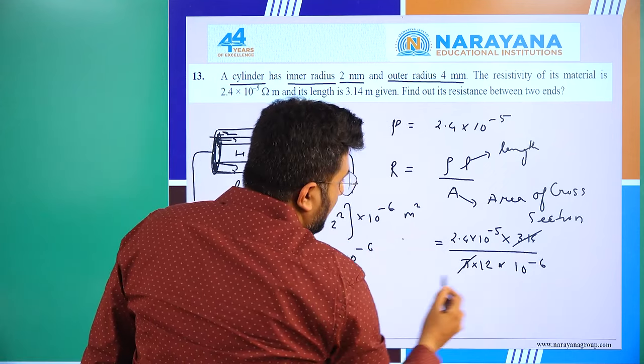Okay, so now let's go to the next question. In this question they have given that the weight of an object on earth is 18 Newton.